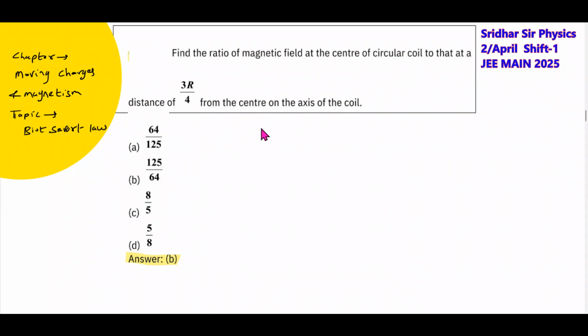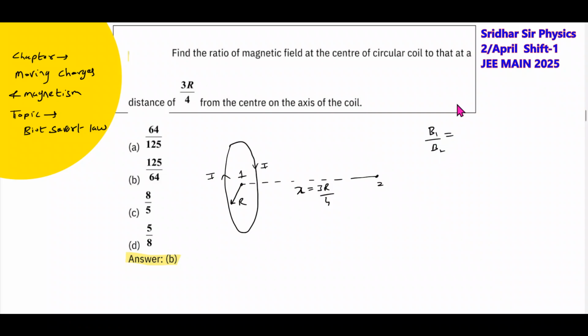So if this is the ring, a rough diagram, and this is the axis, let the radius be r, at a distance x, which is 3r by 4, a current I is flowing. Then it is asking for the ratio of the magnetic field at the center of the circular coil to that at a point 3r by 4. What is B1 by B2? What is the magnetic field at the center? Mu naught I by 2r.